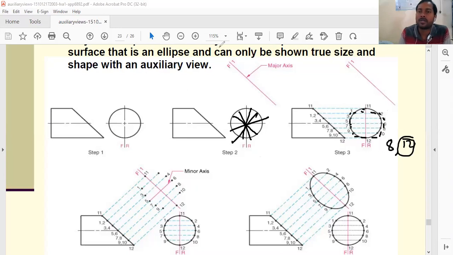ఒక్క నిమిషం ఆగండి, టైం అయిపోయినట్టుంది. ఓకే, 1 minute is there.